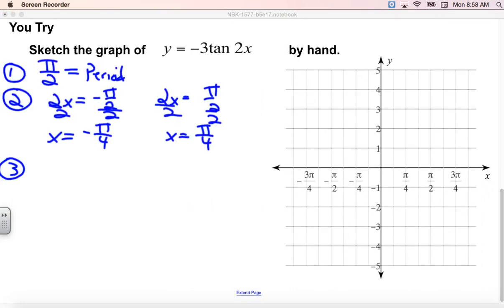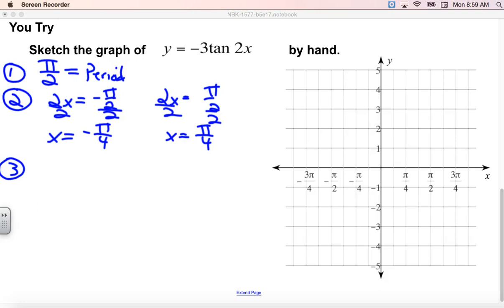So your period right here is pi over 2, because you've got 2 times x, so you've got to take pi and divide by 2, right? We don't use 2 pi for tangent, we just use pi. So pi divided by 2 is your period. Then you set 2x equal to negative pi over 2 and positive pi over 2, right? That's always the things we use for tangent. Divide by 2 on both sides, so you get x is negative pi over 4 and x is positive pi over 4. So those are your first and last key points.